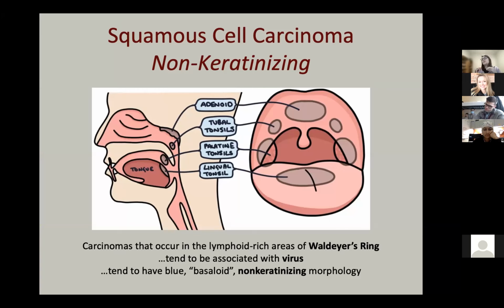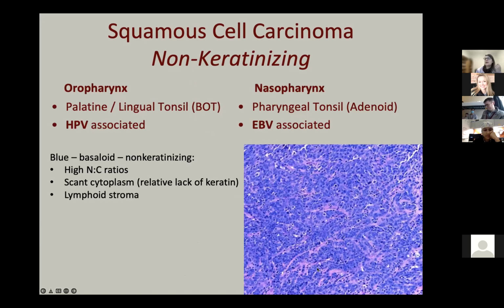All right, moving into the non-keratinizing squamous cell carcinomas, these tend to occur in the lymphoid-rich areas of Waldeyer's ring, that being the adenoid and the other various tubal, palatine, or lingual tonsils, depending on where we're located. Not so much tubal tonsils we see things in, but we definitely see palatine, lingual, and adenoid. All right, so these tend to be in the lymphoid-rich sites. These tend to be associated with virus, either HPV or EBV, as we'll see, and they tend to have a more non-keratinizing or poorly keratinizing morphology.